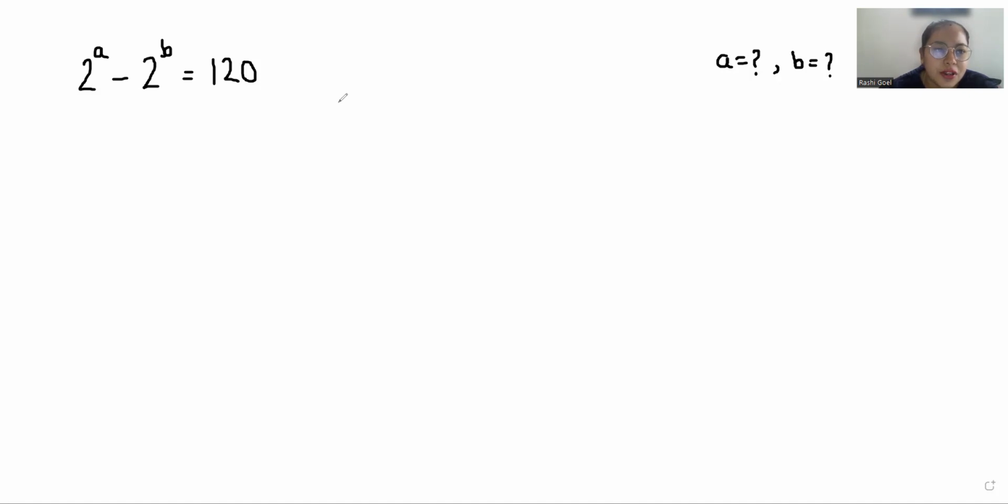My name is Rashi Goel and in this video we are going to solve 2 power a minus 2 power b is equals to 120, and we have to find the value of a and b. So let's start with today's video solution.